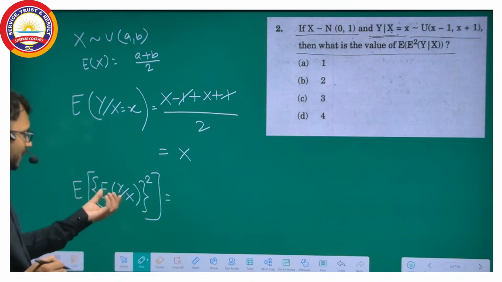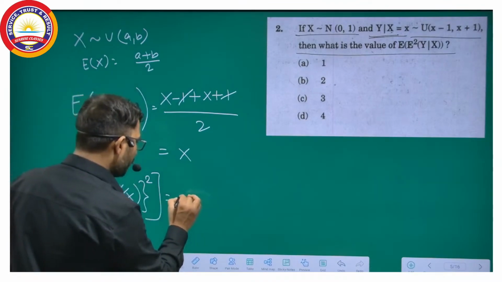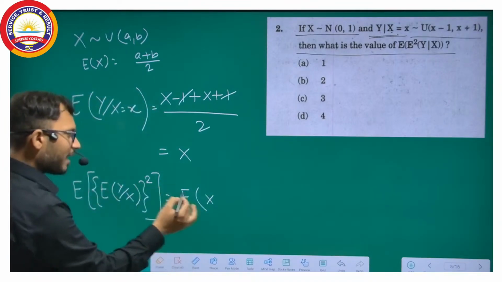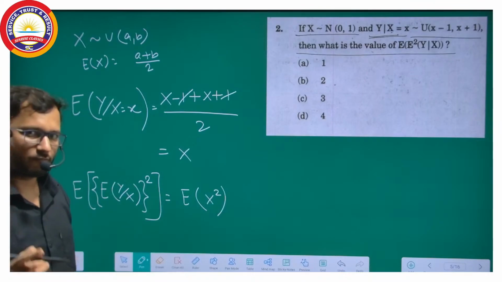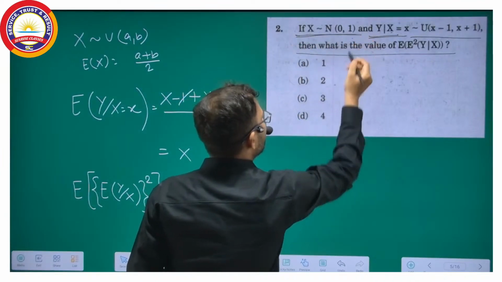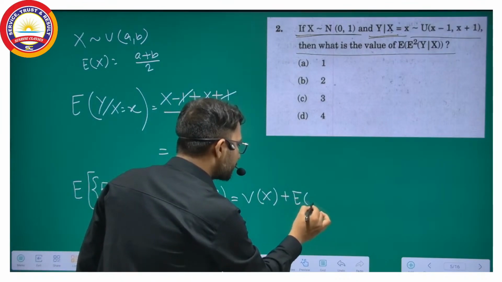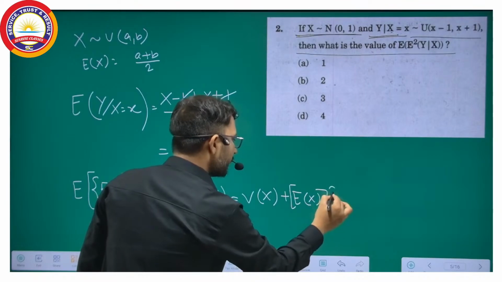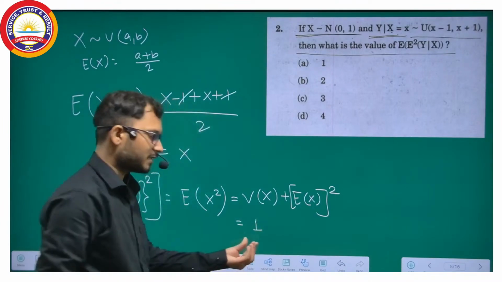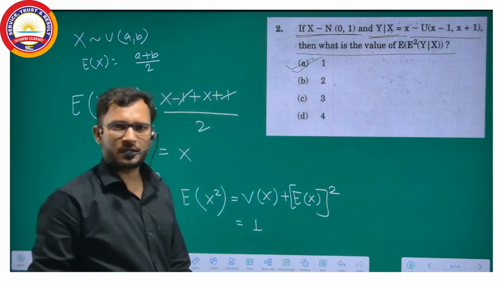So expectation of y given x you have found as x, and you have to do the expectation over there. So now you will write expectation of expectation of y given x, and this is a square, so put the square. Now expectation of x square you have to find out. Now x is following the normal 0, 1. So expectation of x square will be equal to variance of x plus expectation of x whole square. But expectation of x is equal to 0 and variance of x equal to 1. The answer is 1, and this 1 is option A. So option A is the correct answer.